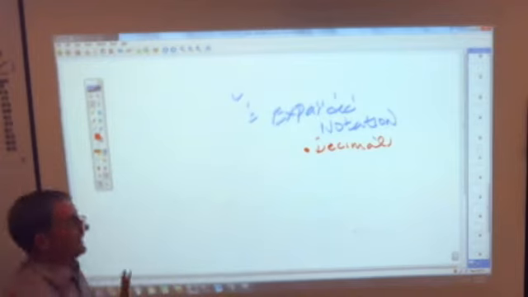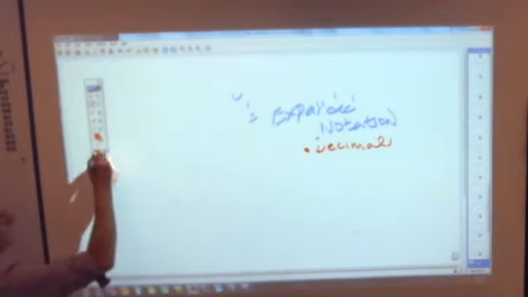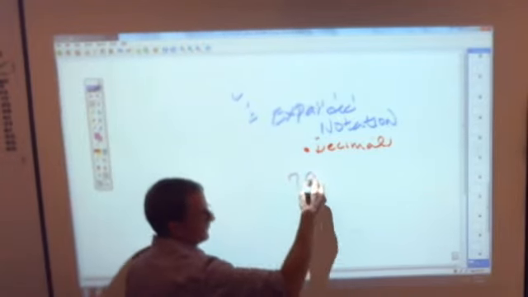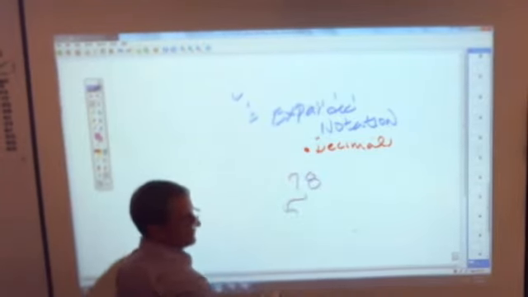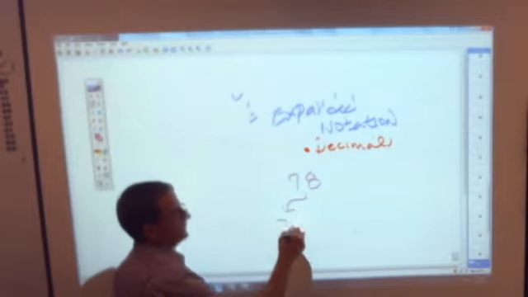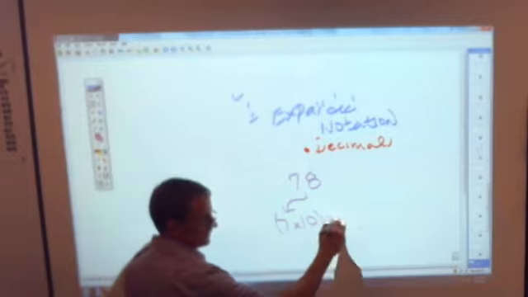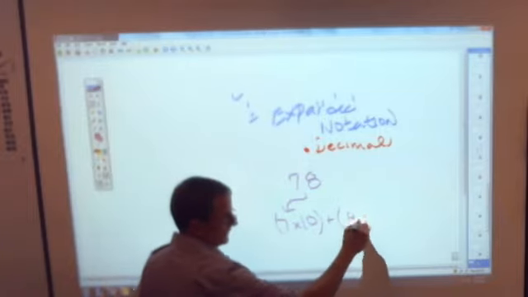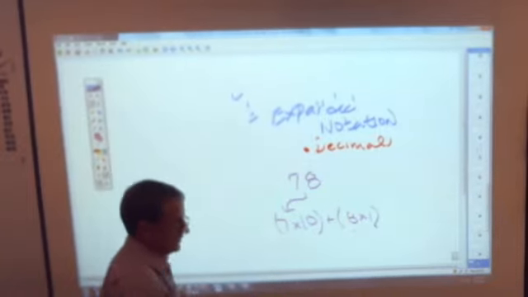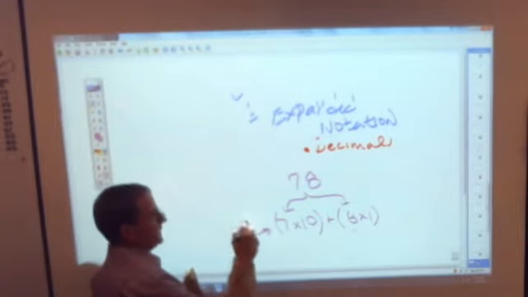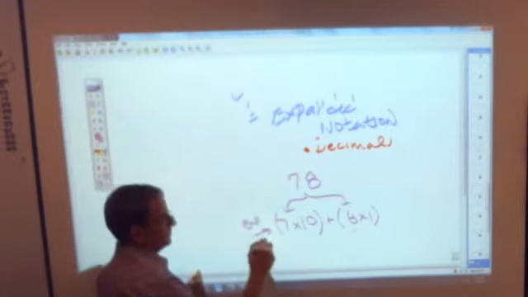Just as a quick review, again, you should have these notes. But remember, expanded notation was this. Let's say I have the number 78. You write down 7 times whatever place value the 7 is in: 7 times 10, you put it in parentheses, and then you add 8 times 1 because it's in the units place there. This is our expanded notation.